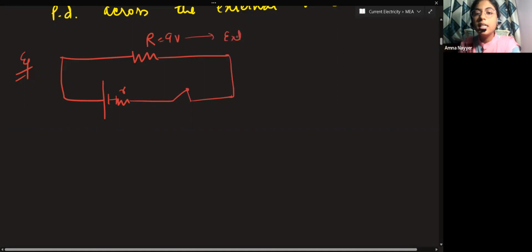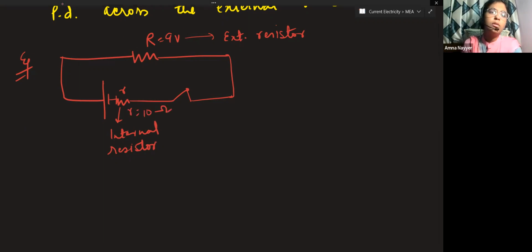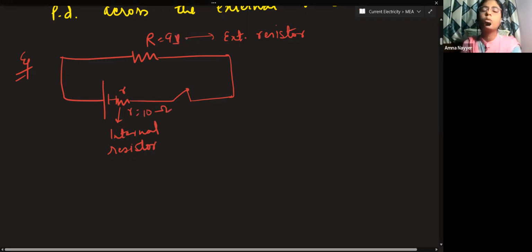This is the external resistor, and this is the internal resistor. Let's take the value as 10 volts. Not volts, ohm. I have also written volt here, it should be ohm. By volt, it will be 9 ohm. Let's say this is 10 ohm.